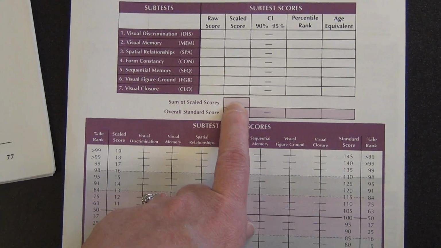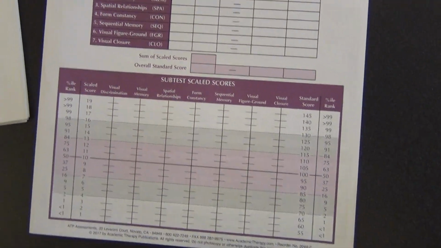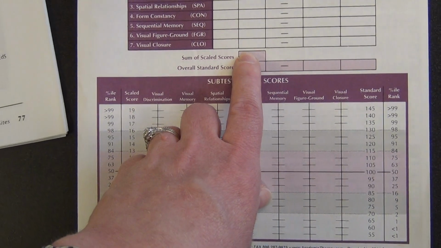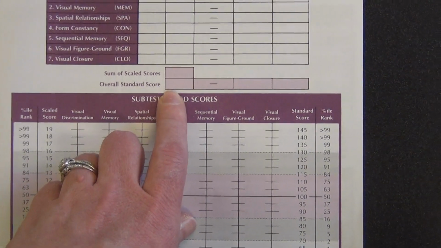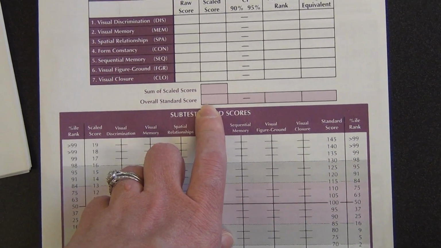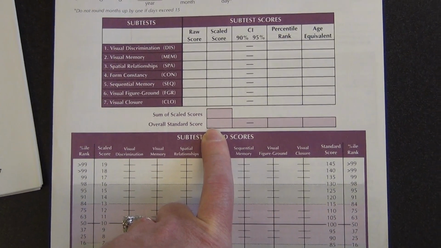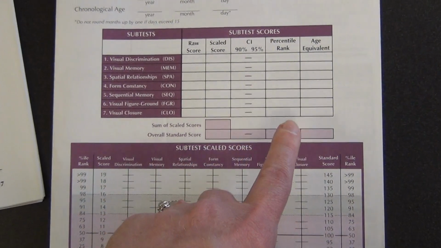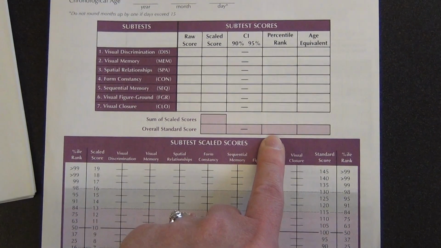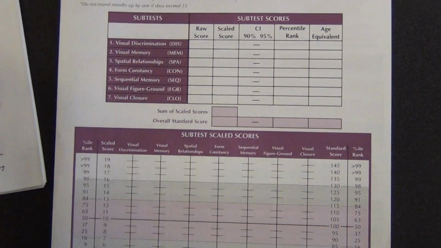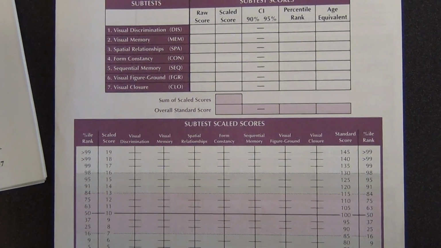Add up the scaled scores, and then there's a chart in there where you can take that sum of scaled scores and get an overall standard score. Based on that, you can figure out the percentile rank and age equivalent with the many charts that are in this manual.